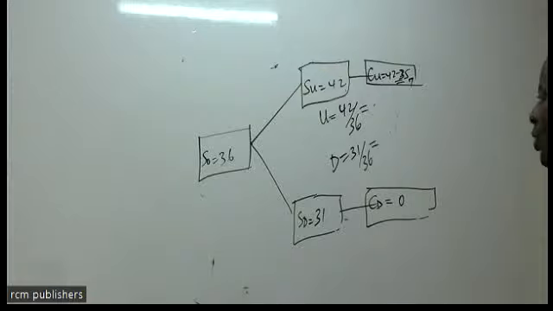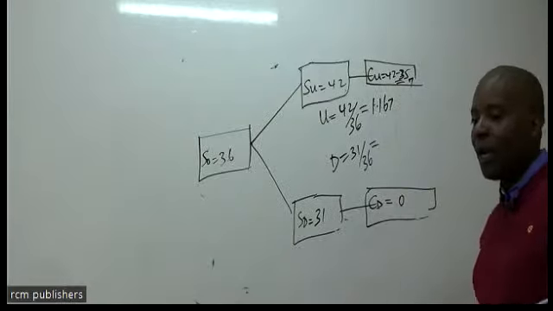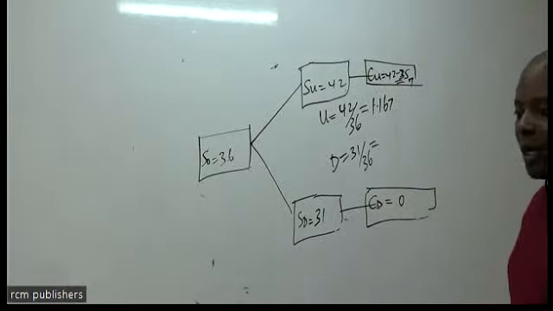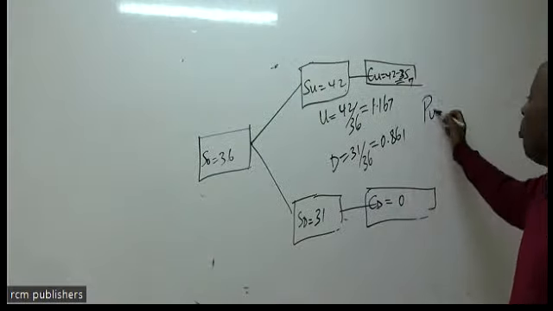42 over 36, 31 over 36. So the first one is 1.167, 3 decimal places. How about the downward? Downward, 0.861. Thank you so much. Like that. And then we have our pool.